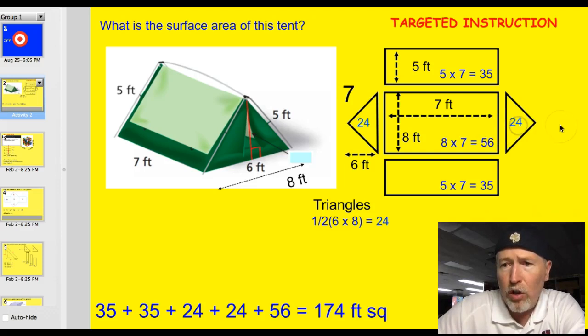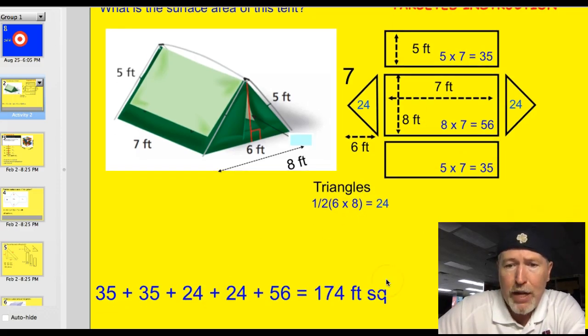So now I've got all 5 of my measurements. I always like to count, make sure I have the right number of sides. A triangular prism has 3 sides, 2 bases. There's my 5 shapes. Pop them in, add them all up. You have 174 feet squared. That's not too bad, huh?